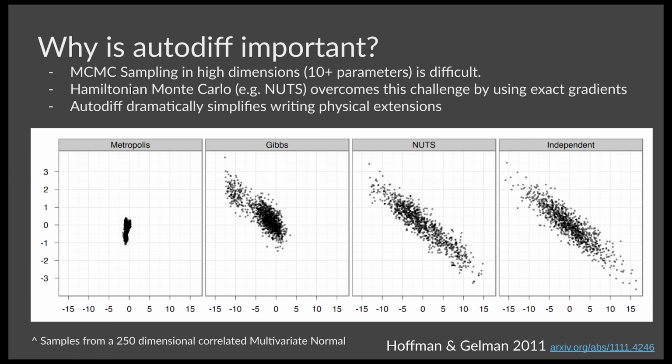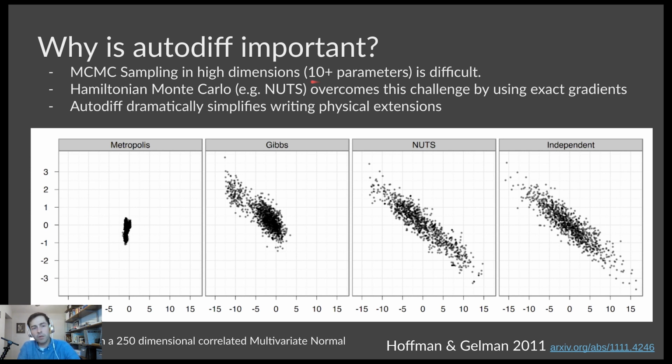For autodiff, this is a little more subtle, and if you haven't heard of autodiff, it's almost like magic. You get derivatives of your functions essentially for free. But why it's important here is that there's essentially a limit to how many parameters you can have in MCMC. The conventional wisdom is something like 10 plus parameters.